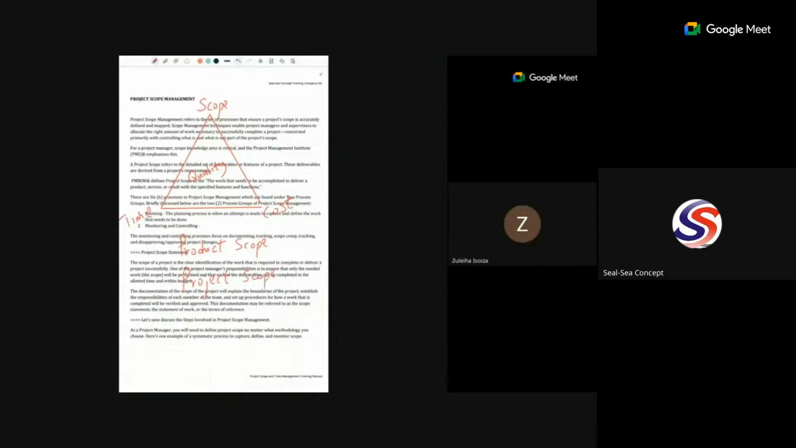Product scope tells you about the features of your product. The product is the end result of the project. Don't forget, we say you can carry out a project in order to produce either a product, a service, or a unique result. So imagine that your project is being carried out to give you a product. You need to know the scope of the product.